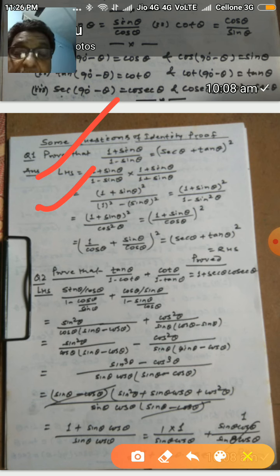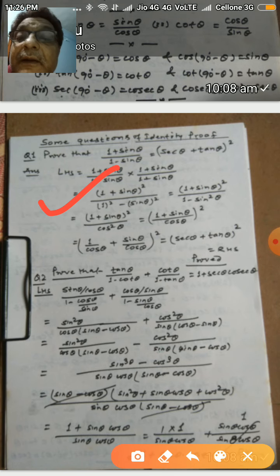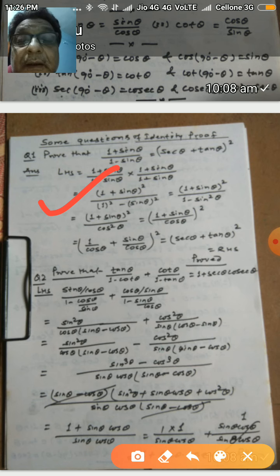Then we have the result 1 plus sin theta whole square, and by a square minus b square, because a minus b into a plus b gives a square minus b square. So in this way we have 1 plus sin theta whole square by 1 minus sin square theta. Now it is equal to 1 plus sin theta whole square by cos square theta, because 1 minus sin square theta is equal to cos square theta.